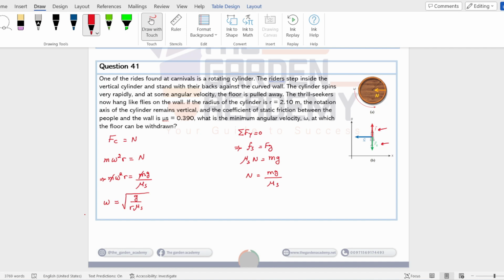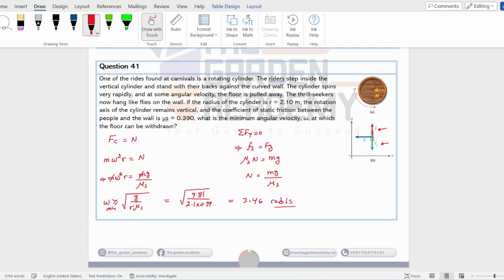طبعا هو بيحكي لنا المينيمم angular velocity، فبالتالي instead of writing equal we should write what? We should write omega has to be greater or equal to this value. طيب. Now let's plug in the values that we have in the question. We say that it's equal to the square root of g 9.81 divided by the radius of rotation, which is 2.1, multiplied by the coefficient of static friction, which is 0.39. And the answer for this is 3.46 radians per second. Why radians per second? Because we are finding omega. طبعا we can also say this is minimum omega.